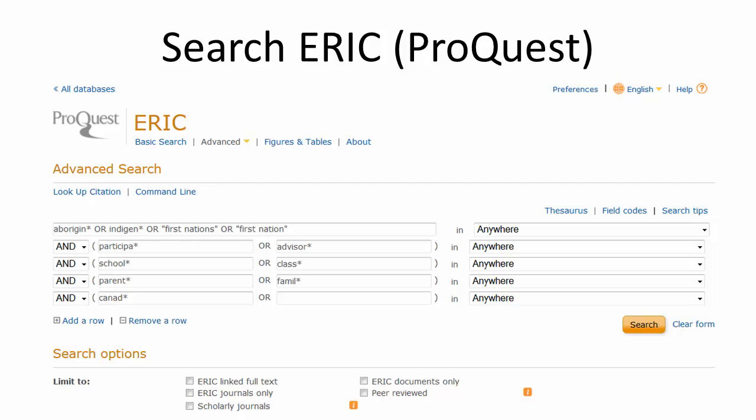Let's try a search. We have a few alternative terms for Aboriginality in the first row, 2 terms related to participation in the next row, another 2 related to schools, and another 2 related to families, and 1 related to geography, Canada. These may not be the best search terms, but they will be a good place for us to get started. Note the asterisk or wildcard at the end of several words. If you aren't familiar with this, watch the Using Databases tutorial.